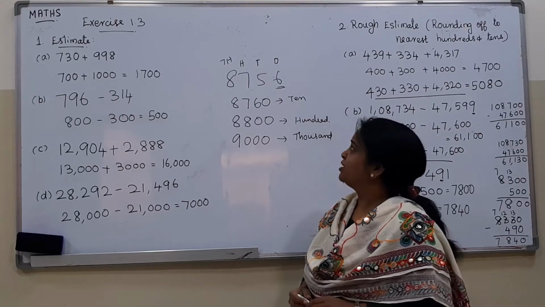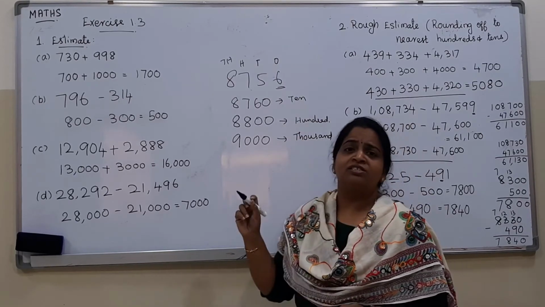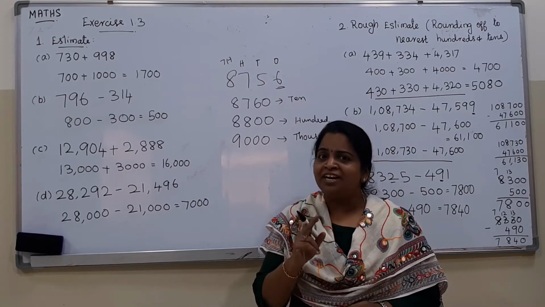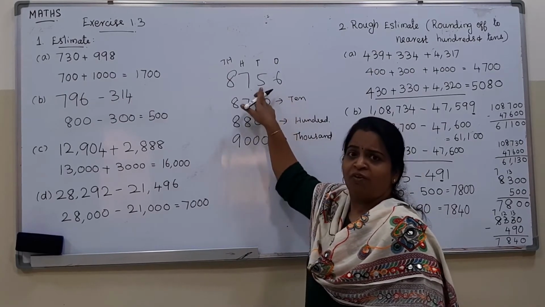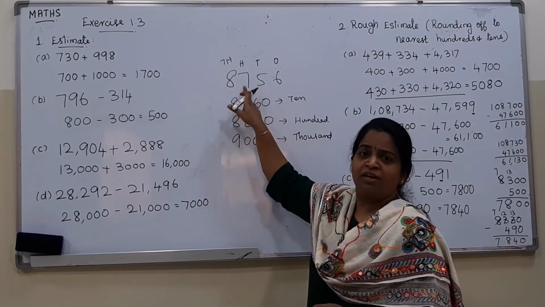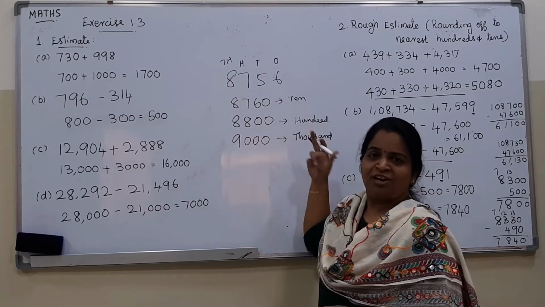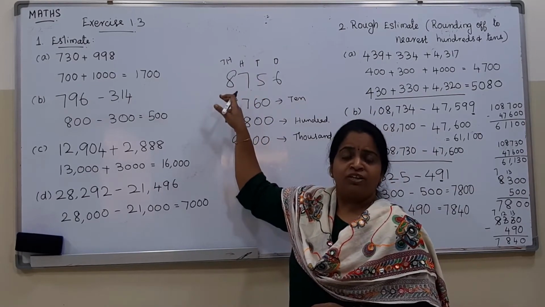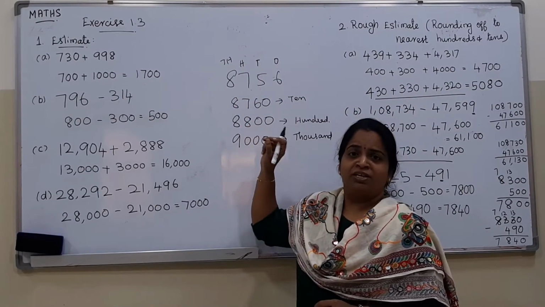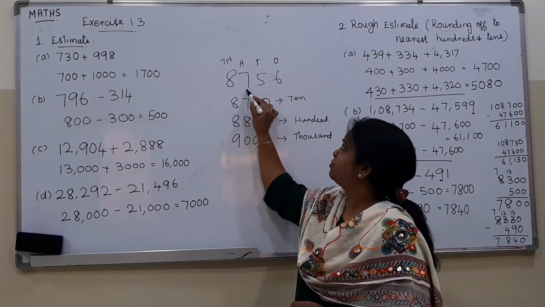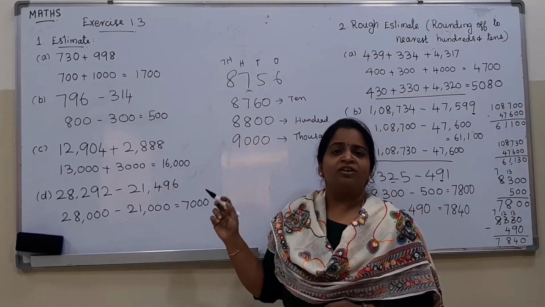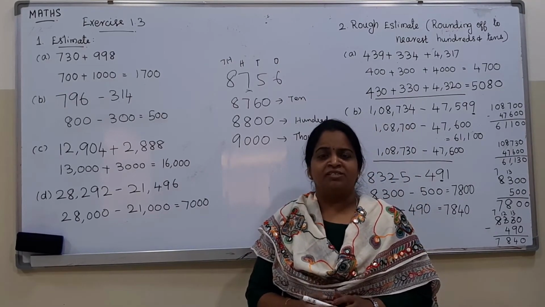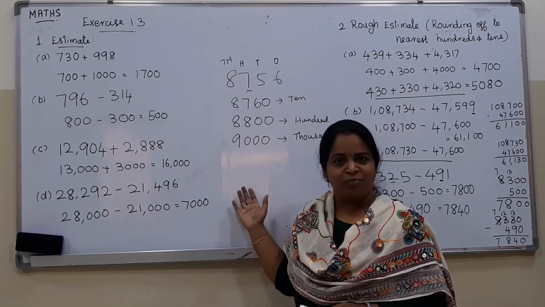Then for rounding off to the nearest 100, what will you do? You have to check the number in the tens place. What is there in the tens place? 5. Then you add 1, and the number rounded off is 8800. If you want to round this number off to the nearest 1000, you have to check the number in the hundreds place. It is 7. If it is more than 5, we add 1 to the number in the thousands place. Okay children, you got the basics.